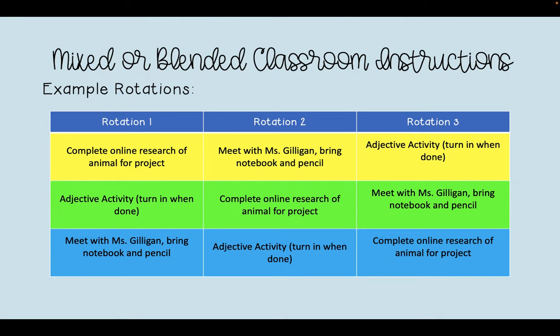I've provided a very brief example of things that we have done. For our first rotation, I have one group that is completing an online research project based off of an animal. One thing that we did this year is we actually ended up creating animals of our own after we researched these different animals, the adaptations they had, the ecosystems that they live in, and how their adaptations help them live in that particular ecosystem. So I briefly threw in the information: complete online research of animal for project. Boom, done.